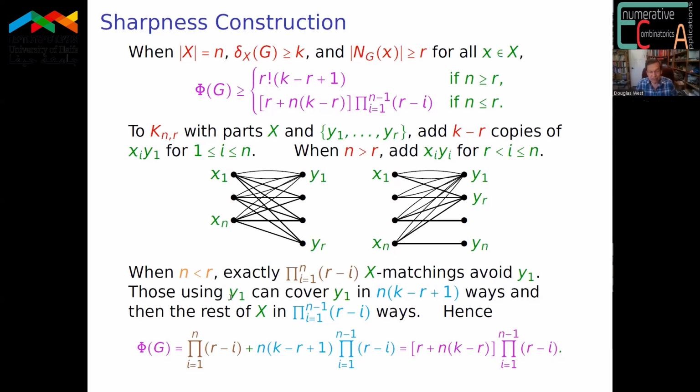If I'm going to use y1, well, there are n times k minus r plus 1 edges incident to y1. I can pick any one of them. And then I cover the rest of X, and I have r minus 1 to choose from here. So it'll be r minus 1 times r minus 2 till I get n minus 1 factors. So in this case, I add together the brown type of matchings and the blue type of matchings. I get all the matchings, and I have the common factor here, this falling factorial, which I pull out, which leaves me an r from here, and this other factor from here. And when I add together those two factors, I get this factor. So I get precisely the formula up here that I said would be the minimum when n is at most r.